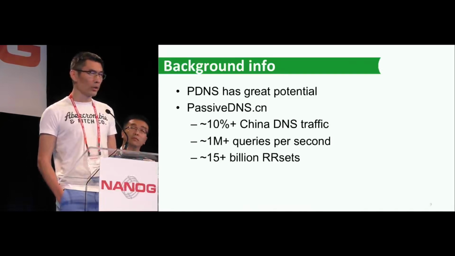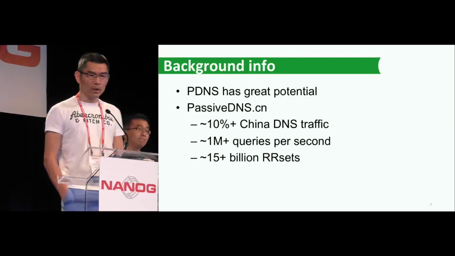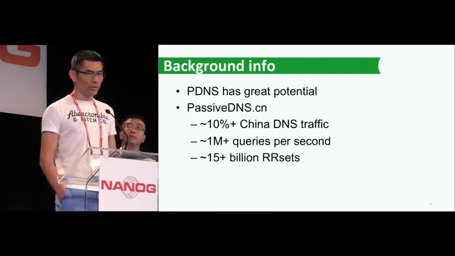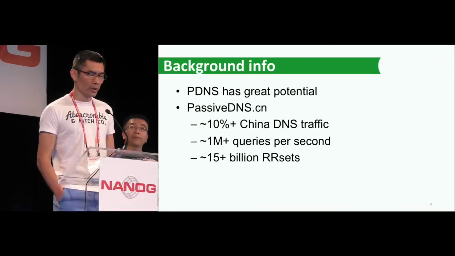And with that, I'm going to give the mic to Zaifeng. He's going to talk about how he starts from the raw passive DNS data, and then narrows down to a high potential DGA candidate list.